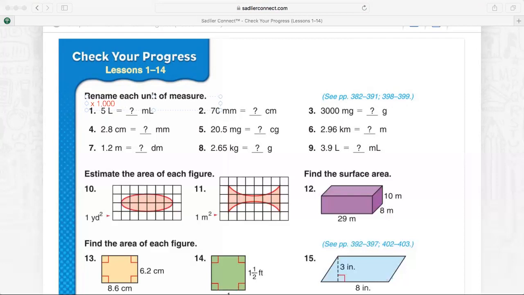So when I rename from liter to milliliter, I am renaming from greatest unit to smallest unit. When I rename from greatest to smallest, I multiply. I multiply by what? I have to review the table, and in the capacity section, 1 liter is equal to 1000 milliliters. So 5 multiplied by 1000 is equal to 5000. Okay.